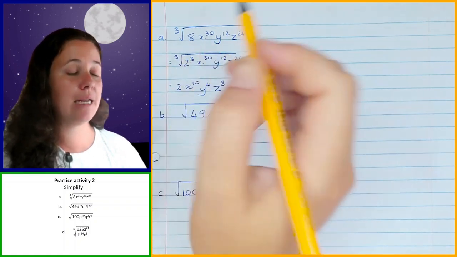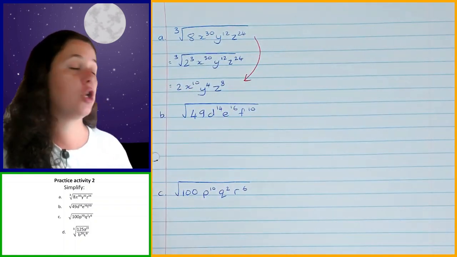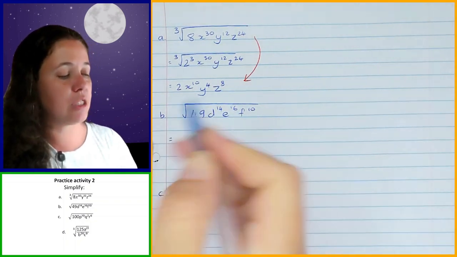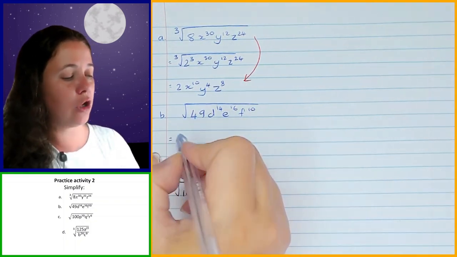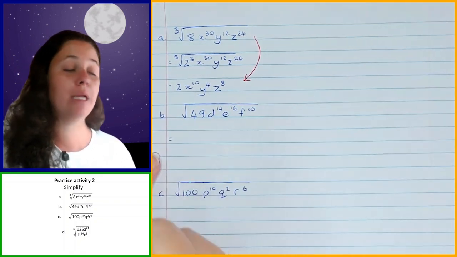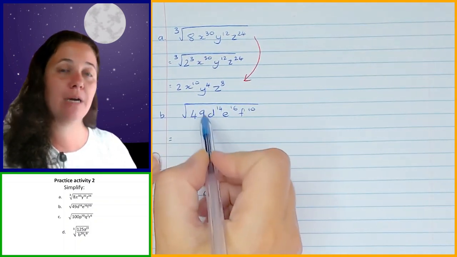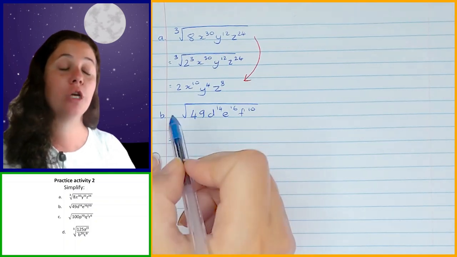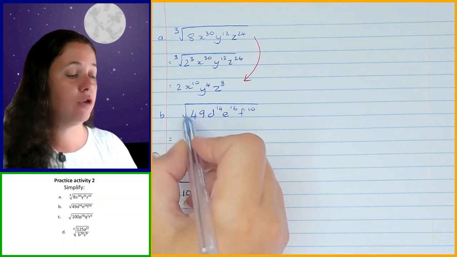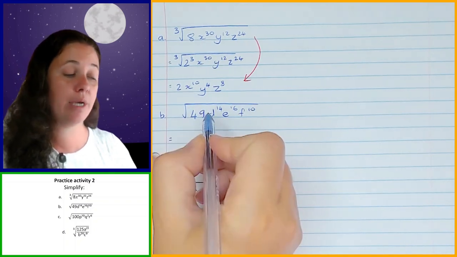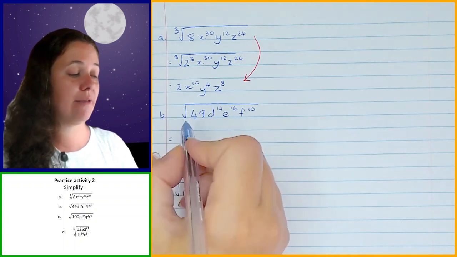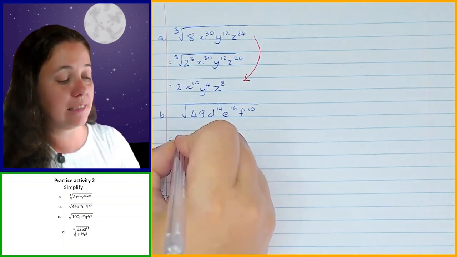Instead of trying to divide 8 by 3, you take the cube root of 8, because 8 is not an exponent. Okay, this one over here, we've got the square root. So this time I'm dividing by 2, but only my exponent. So 49, I'm not going to divide by 2. I'm going to find the square root of 49. So I'm going to go straight to that. I could have written it as 7 squared, like I did over there, but I'm going to go straight to that. I'm going to say the square root of 49 is 7.